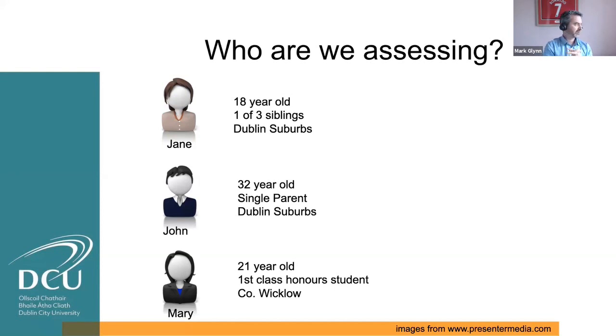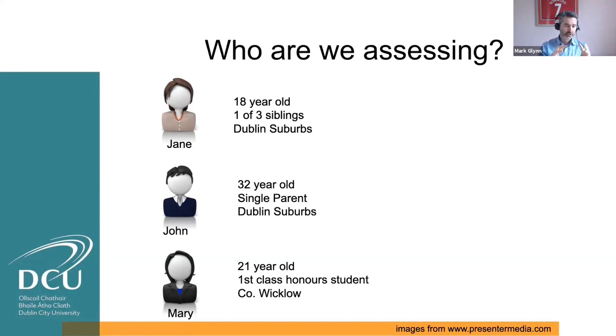So Jane is your typical 18-year-old student, left school, one of three siblings, and maybe they're all in college. This week, they're living all cramped up in their house and probably killing one another and killing the parents. John is a 32-year-old single parent, again living in the suburbs, but a completely different perspective to Jane. And then we look at Mary, who's a 21-year-old first-class honours student, always came top of her class, but she lives out in the sticks. She lives in the back end of Wicklow, and on a normal day she is commuting an hour and a half each way to college.